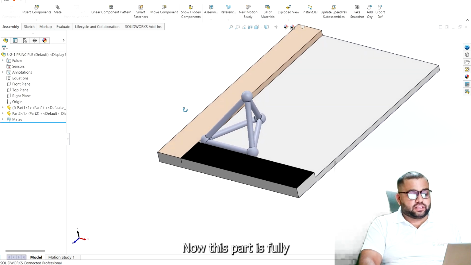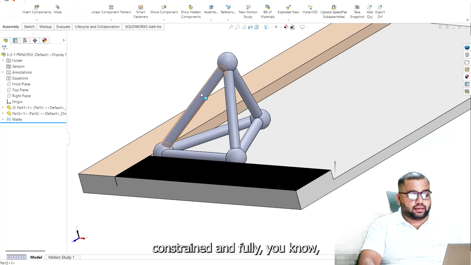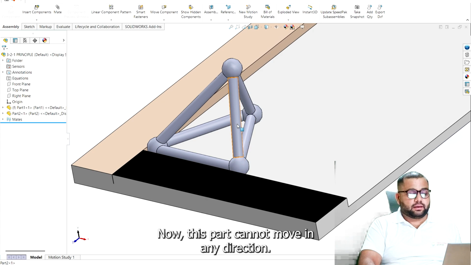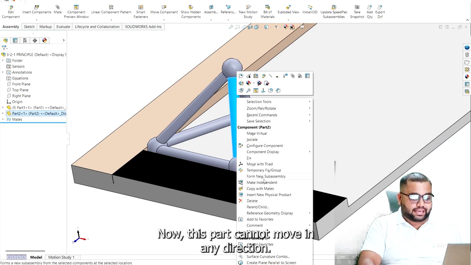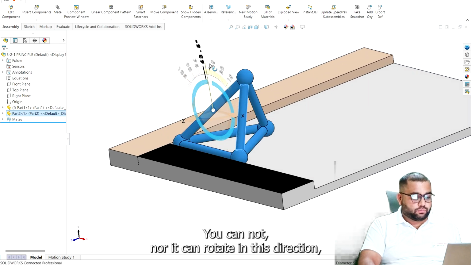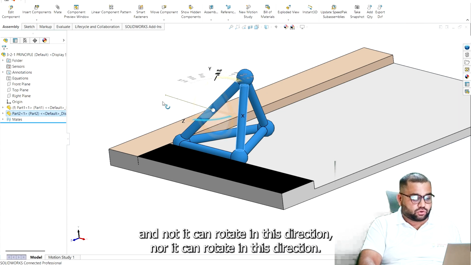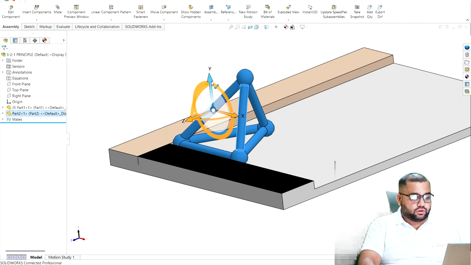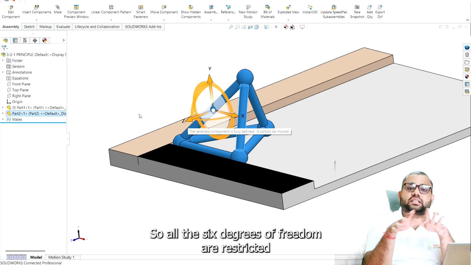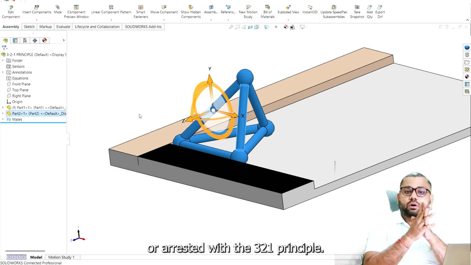Now this part is fully constrained and all the 6 degrees of freedom are restricted. Now this part cannot move in any direction. You can see all the degrees of freedom are restricted. Neither can it rotate in this direction, nor in this direction, nor in this direction. Nor can it move in this direction, not in this direction, not in that direction. So all the 6 degrees of freedom are restricted or arrested with the 3-2-1 principle.